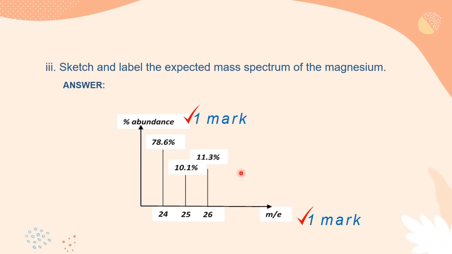So for this question you will also get 3 marks. 1 mark for labeling axes X and Y, percentage abundance and m/e. And then you label the percentage abundance values.